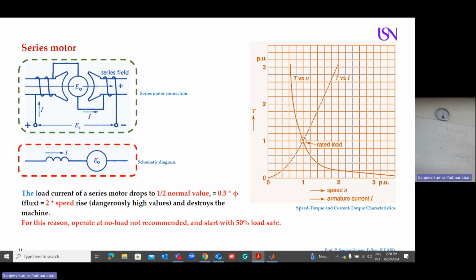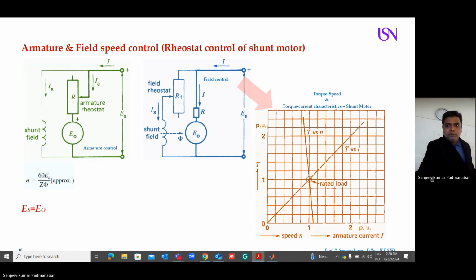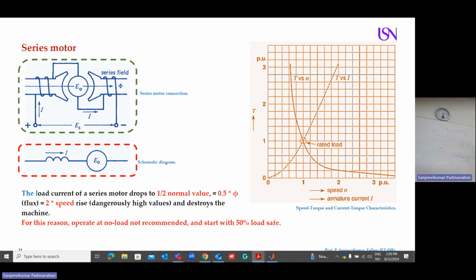Look at the characteristic of the shunt motor. Then you will understand why I am saying it should be loaded to 50%. Look at the peak: you are just above 200%, whereas in the series motor you are going above 300%. What happened? The machine will disintegrate. Is it clear to you? So you should not start at no-load condition.